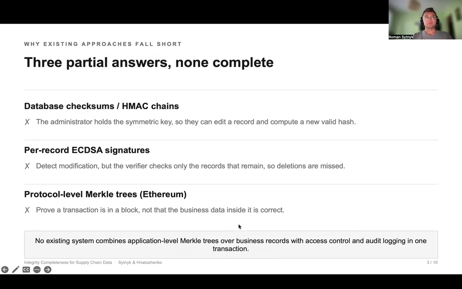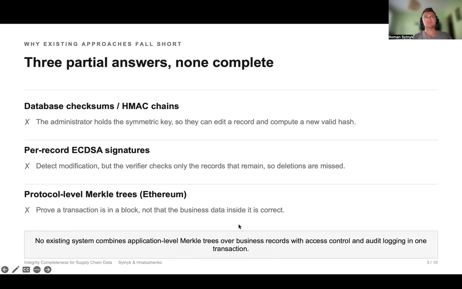There are three established approaches, and each one solves only part of the problem. The first is a database with checksums or hash-based message authentication code chains. This detects tampering from outside, but the administrator holds the symmetric key, so a malicious administrator can edit a record and compute a new valid hash. The second is per-record elliptic curve signatures. Signatures prevent forgery, so a modified record is detected. However, the verifier checks only the records that are still present. If a record is deleted, nothing remains that the verifier could reject.